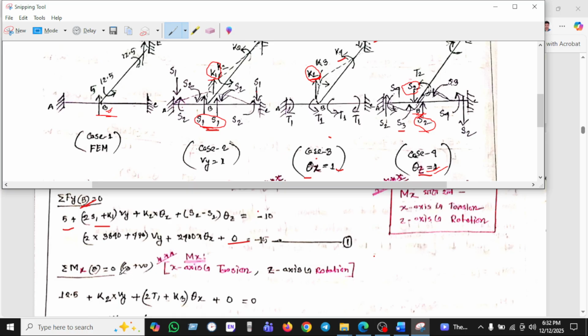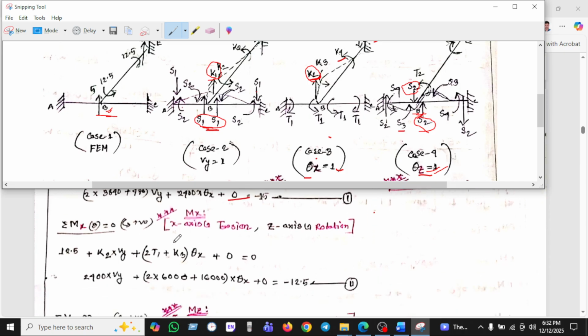And the same as it is, if we calculate the mx, that means the x-axis will be torsion. You must memorize this. When we calculate mx, then torsion will be x-axis and z-axis will be rotation. Say for mx, we find mx at point B.